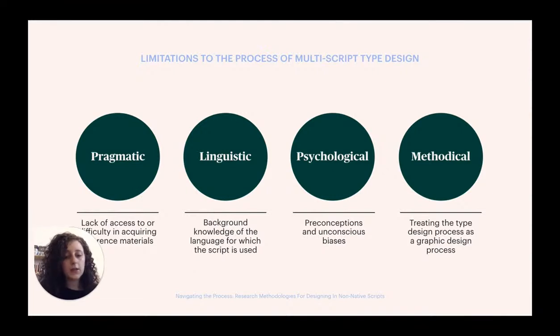Second, linguistic, which is a lack of background knowledge on the language for which the script is used. Third, the psychological is the designer's own preconceptions and unconscious biases on language, typography, and culture. And fourth is the methodical, wherein the designer may feel like they can treat the type design process as the graphic design process, when in fact these two are incredibly different.